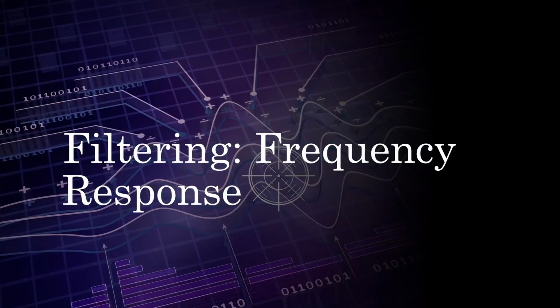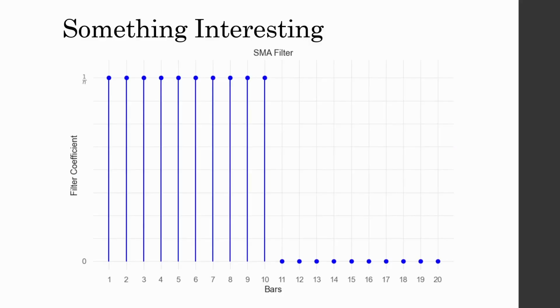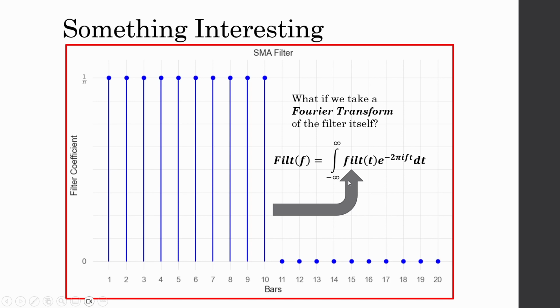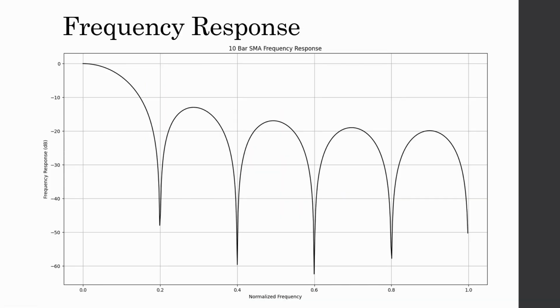So let's start with the frequency response. So this is something interesting. If we take our SMA filter, and right now this is actually in the time domain, right? So we've got bars down here and we've got the filter coefficient. What if we took the Fourier transform of this? Basically what we're doing is plugging our filter in the time domain into the Fourier transform, and we'll get our filter in the frequency domain to see what that looks like. And so that's what this looks like.